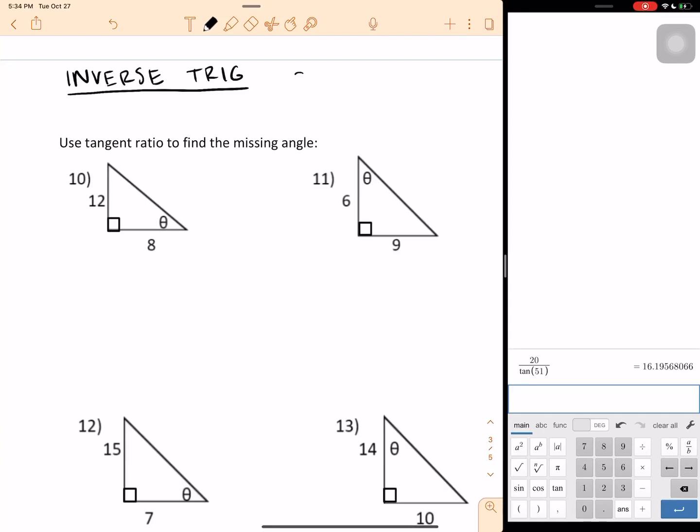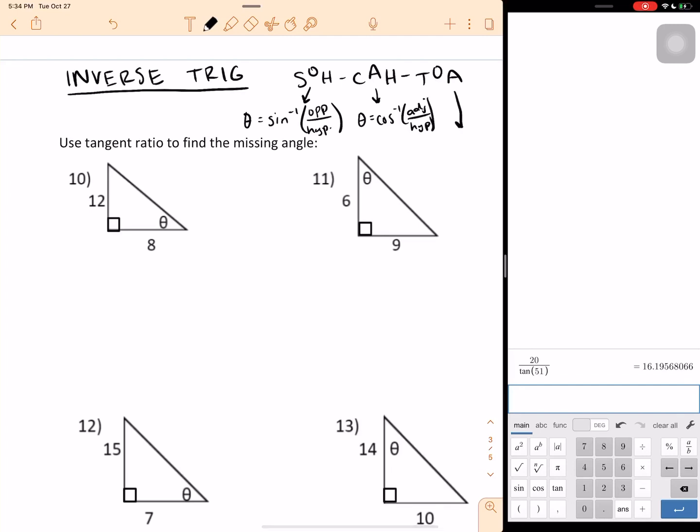So we're still using SOHCAHTOA, but in this instance now, if we have sine, the theta, the angle, is equal to the inverse sine, that sine to the -1. You would not say "sine to the -1." You'd say inverse sine of opposite over hypotenuse. And then for cosine, theta equals the inverse cosine of adjacent over hypotenuse.